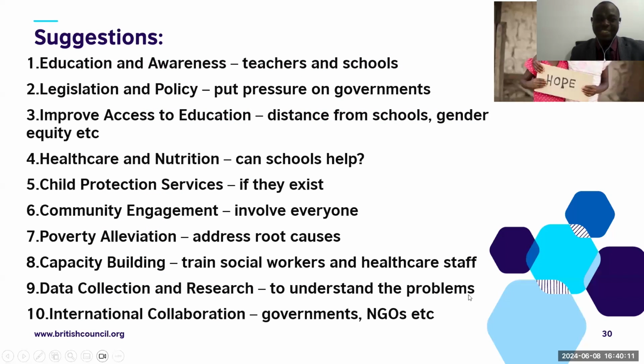Okay, we are going to share this slide with you so that you can go through them. I have a lot of suggestions here. Suggestions for everyone. Education and awareness, key for teachers. Legislation and policy, teachers, educators. Let's put pressure on the government. Come up with policy that will help these children. There must be improved access to education, healthcare, nutrition. Schools can help. In your school, there should be policies that will help in the area of healthcare and nutrition. There should be child protection services in school. If they don't exist, please, as you go back to your school, make sure you have one.